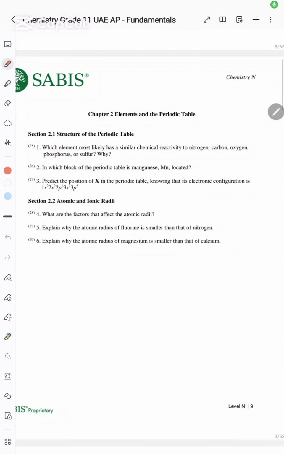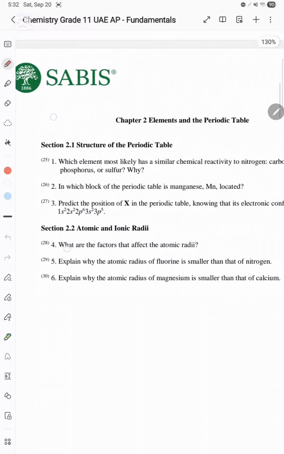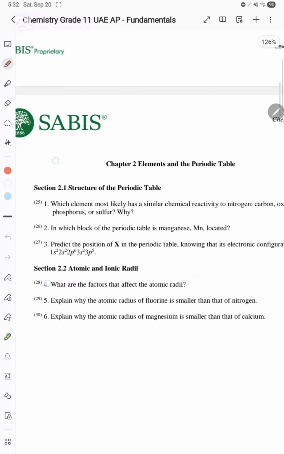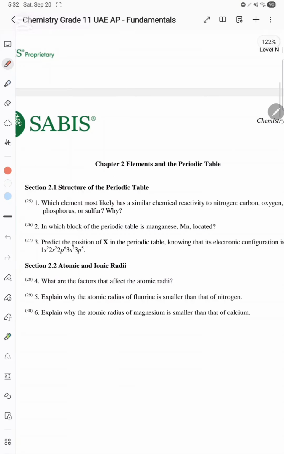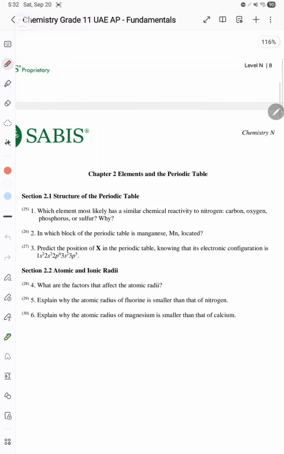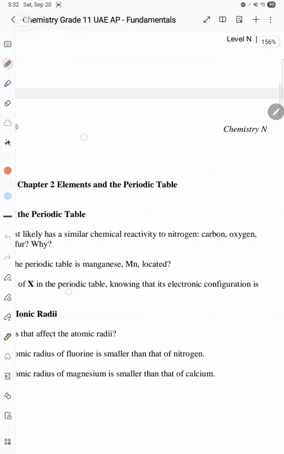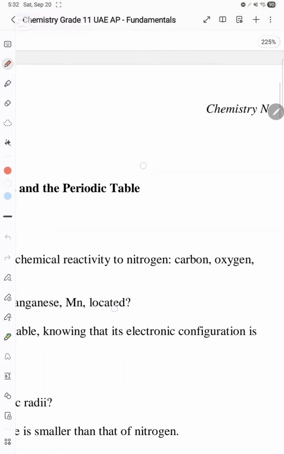So today we're going to be doing the chapter 2 CQDs in chem. Which element has a similar chemical reactivity to nitrogen: carbon, oxygen, phosphorus or sulfur, and why? Now, out of these options, let's first identify what groups everything is in.